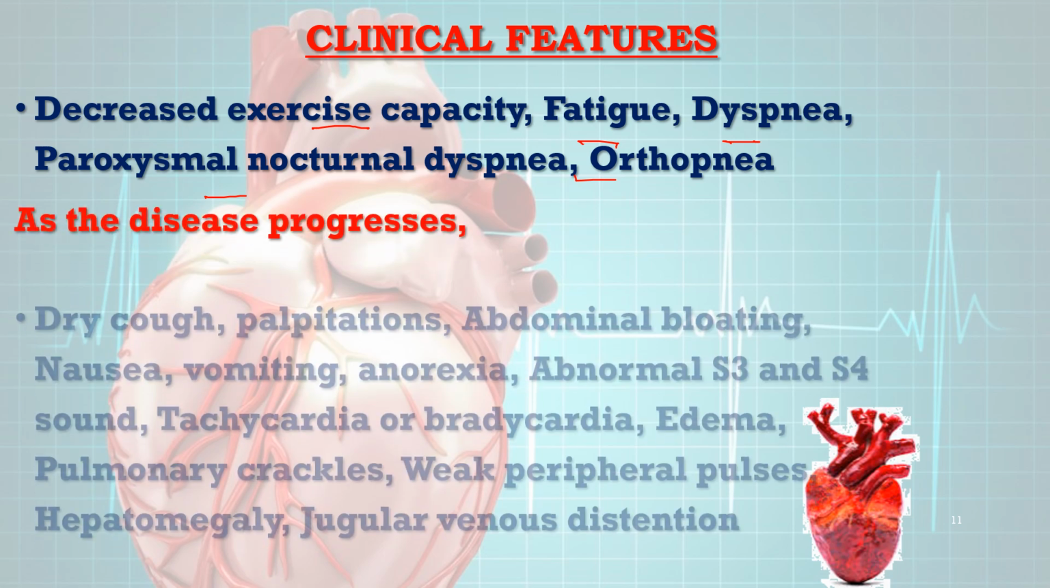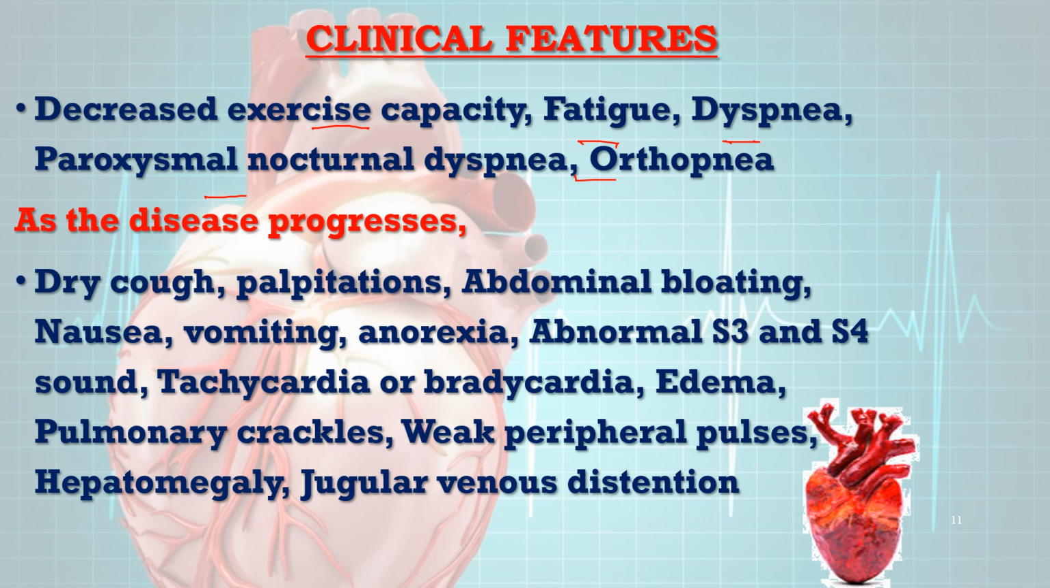Then as the disease progresses, they have dry cough, palpitation, abdominal bloating, nausea, vomiting, anorexia, abnormal S3 and S4 gallop, then tachycardia or bradycardia, edema, then pulmonary crackles, weak peripheral pulse, hepatomegaly, and jugular venous distension. That is, once there is a dilated cardiomyopathy, it starts from the left ventricle, but if it is not controlled, then it will end up with cor pulmonale and right heart failure.